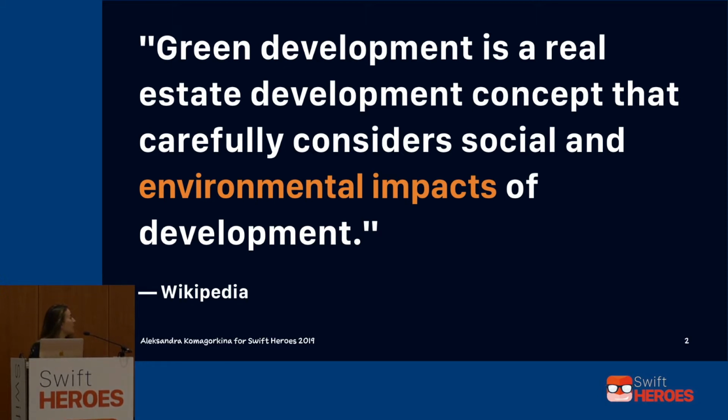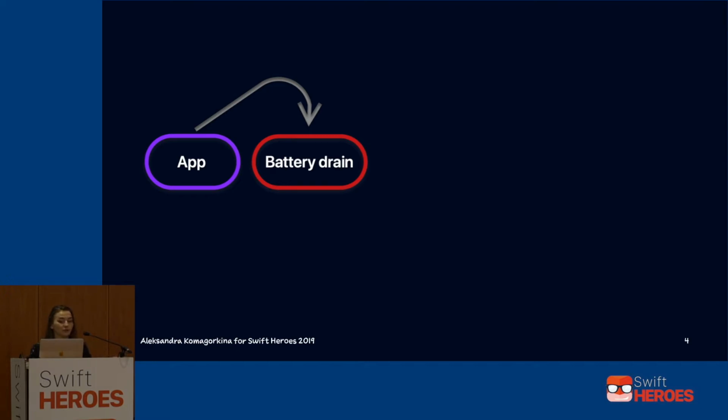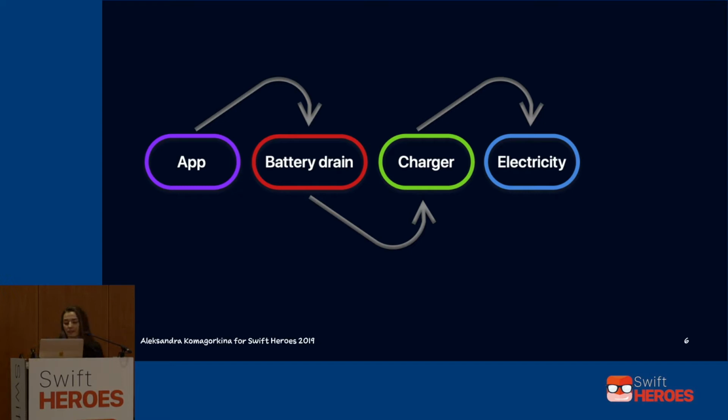And I think it's coming to a time when we should start considering environmental impacts as well. To do so, I will just show you a simple logical chain of how your app can impact the environment. So you have an app on your phone and it drains the battery. So then the battery is discharged, and then you need to plug it to a charger. It consumes electricity to power up the device. And then electricity is produced, emissions are produced as well.